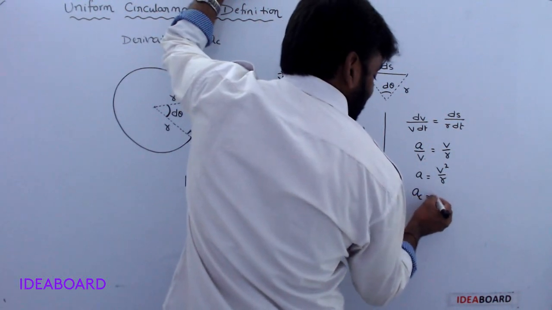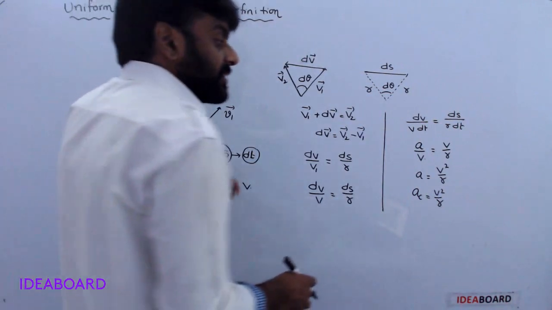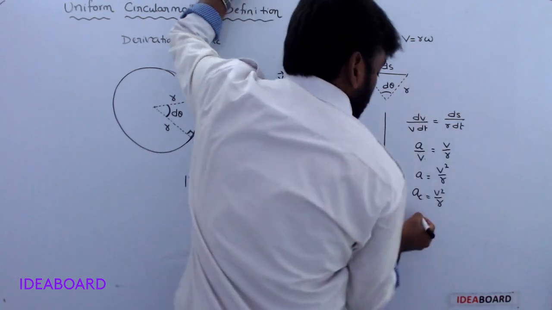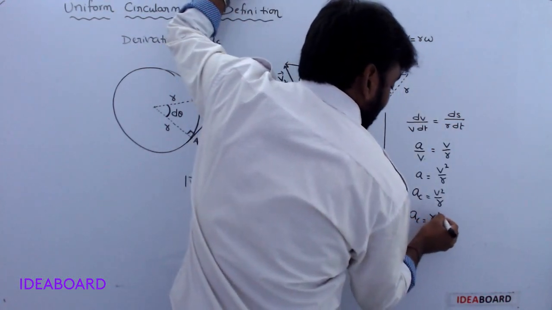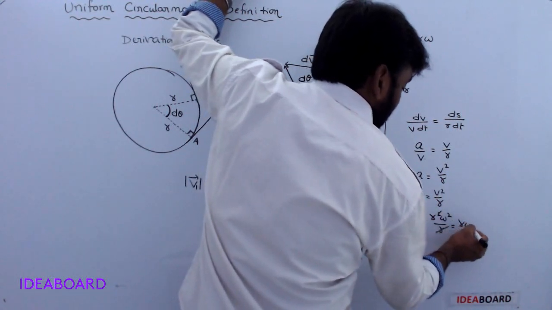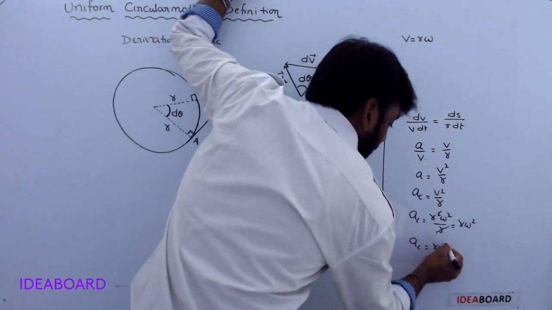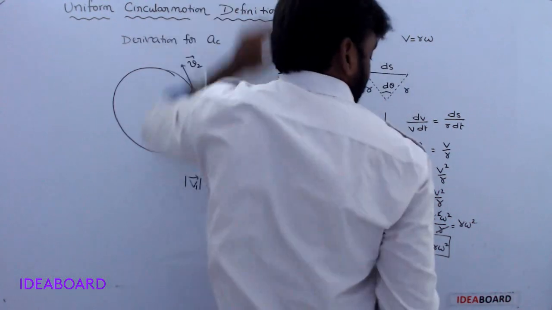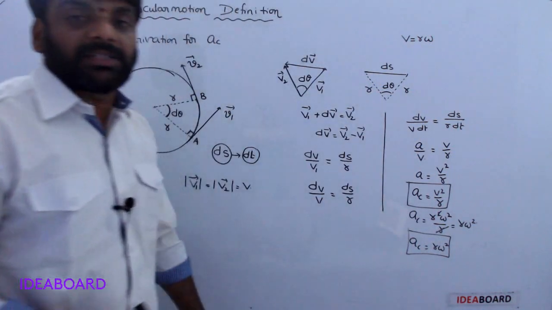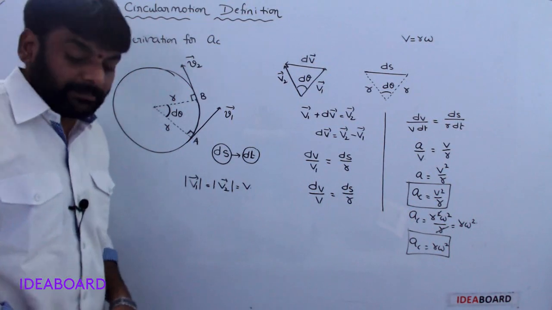This is the centripetal acceleration, v square by r. You already know v is equal to r omega. Substituting here, r square omega square by r, r cancels, simply r omega square. Centripetal acceleration is equal to v square by r, which is equal to r omega square. Understood? It is the derivation of centripetal acceleration.